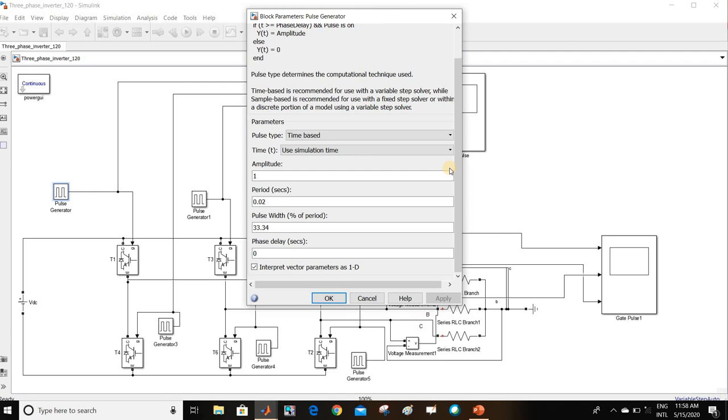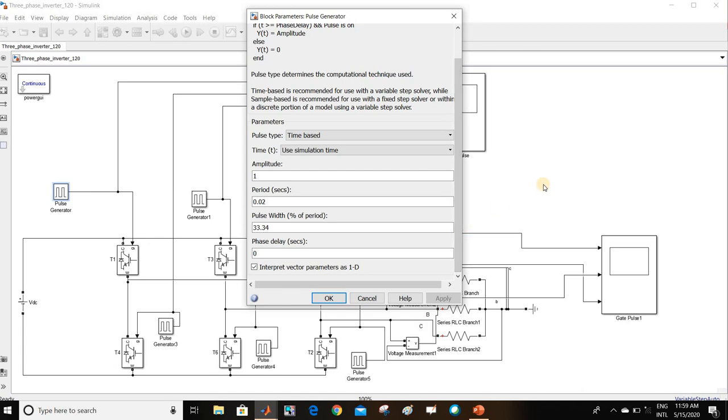Now we have to consider this pulse width for 120 degrees, because it is 120 degree conduction mode. So we have to consider the 120 degree conduction period. If 360 degrees is 100%, then 120 degrees will be 33.34%. That means 120 into 100 divided by 360. So that pulse width we have selected, 33.34%.